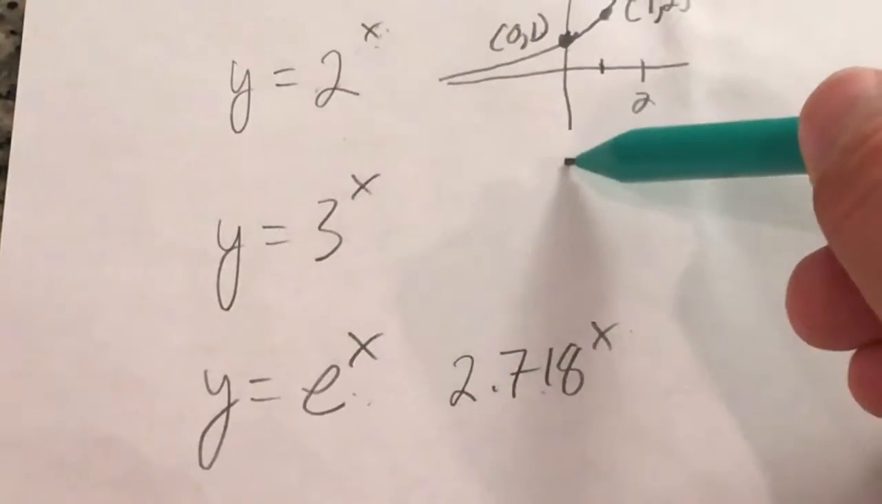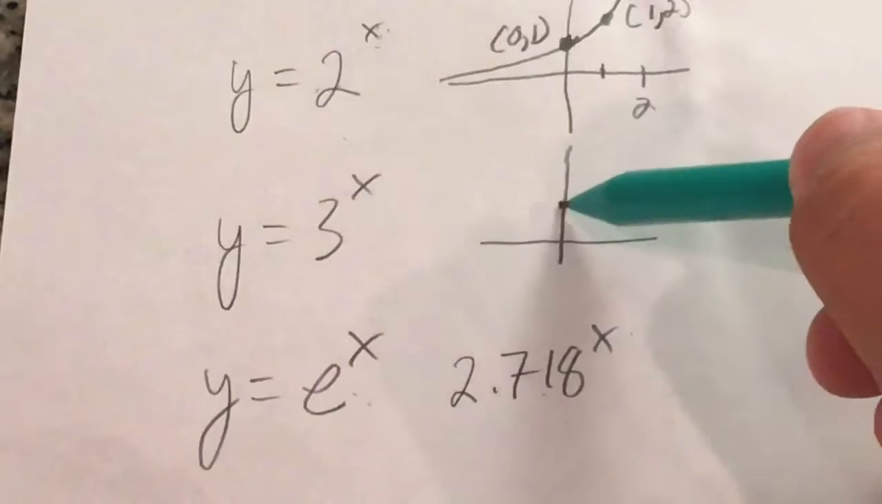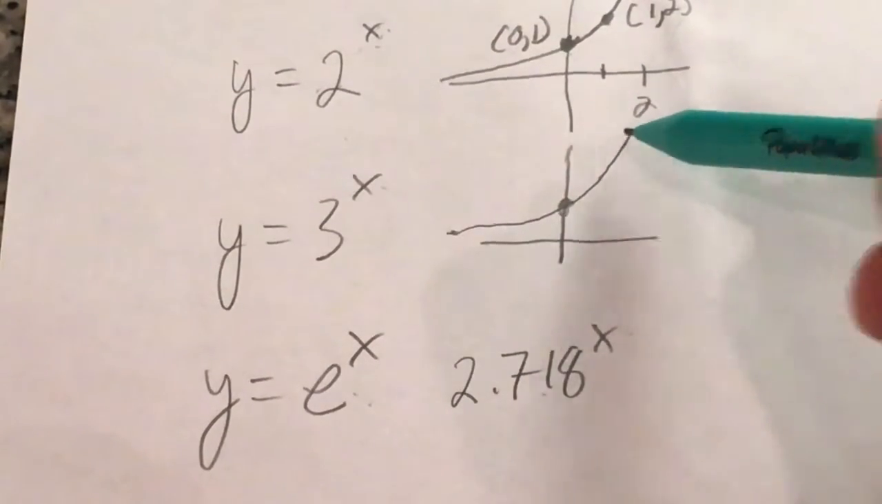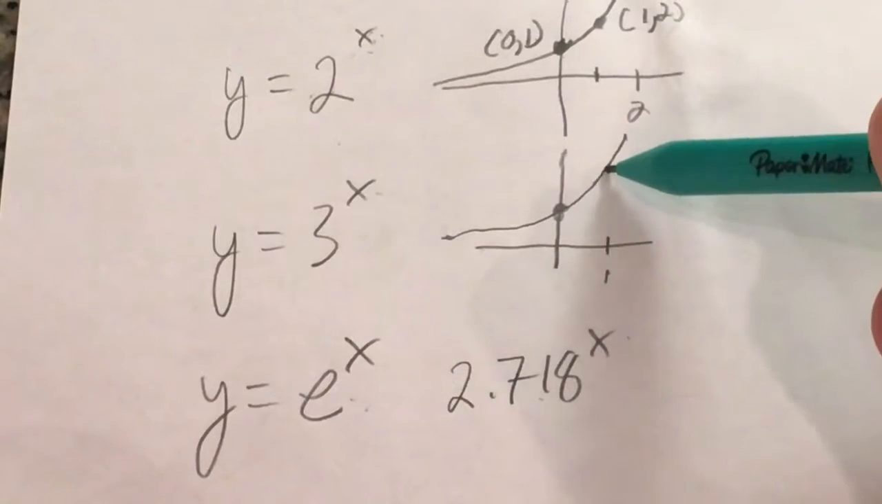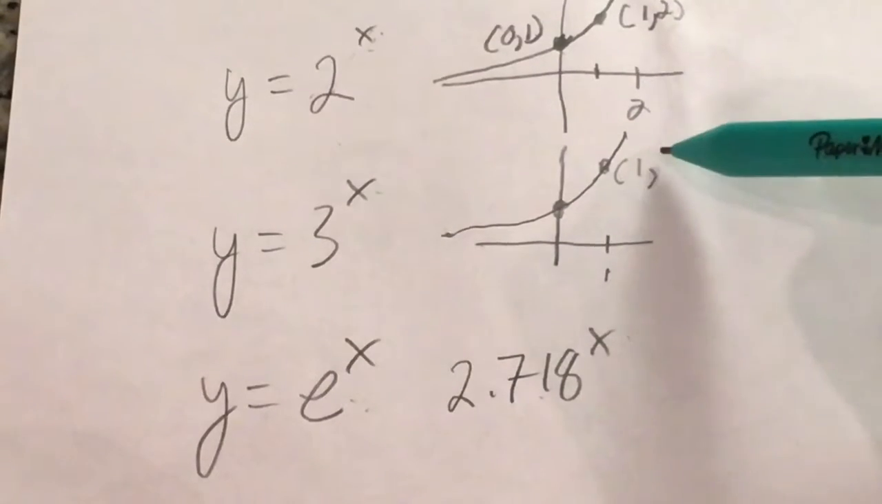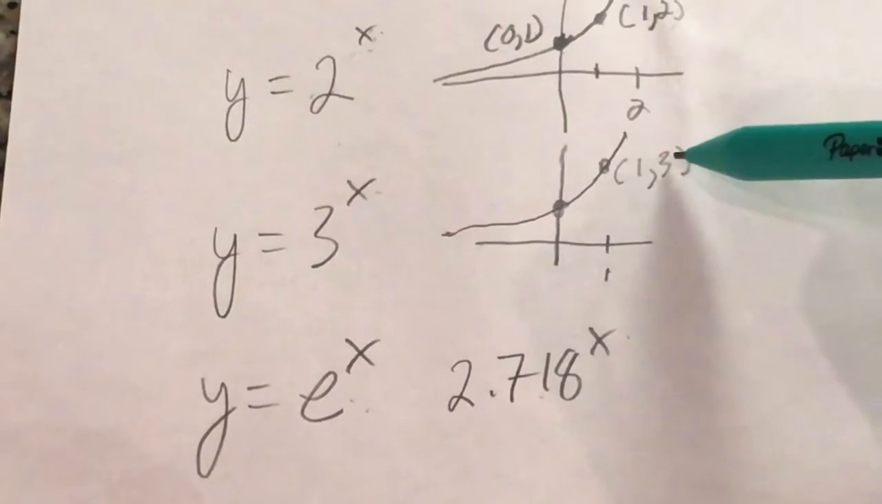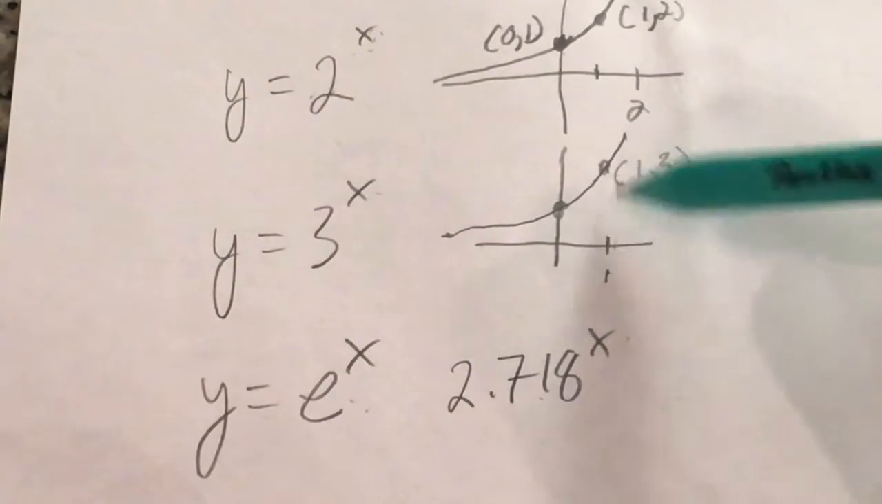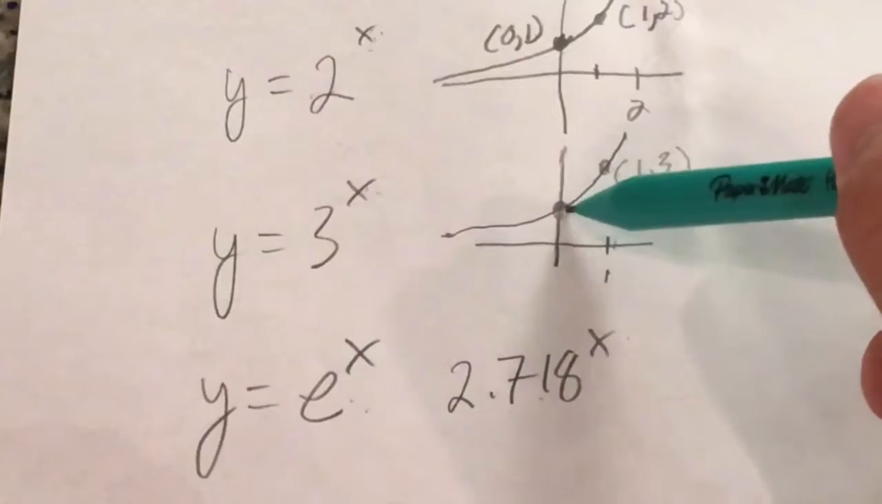3 to the x, same concept. If I throw in a 0, it goes through (0, 1). But it's not the same graph, because when I go to 1, that value is going to be 3. So it's growing a little quicker. Instead of being at the value of 2 when x equals 1, it's a little higher. It's at 3. So it goes through (1, 3) and (0, 1).